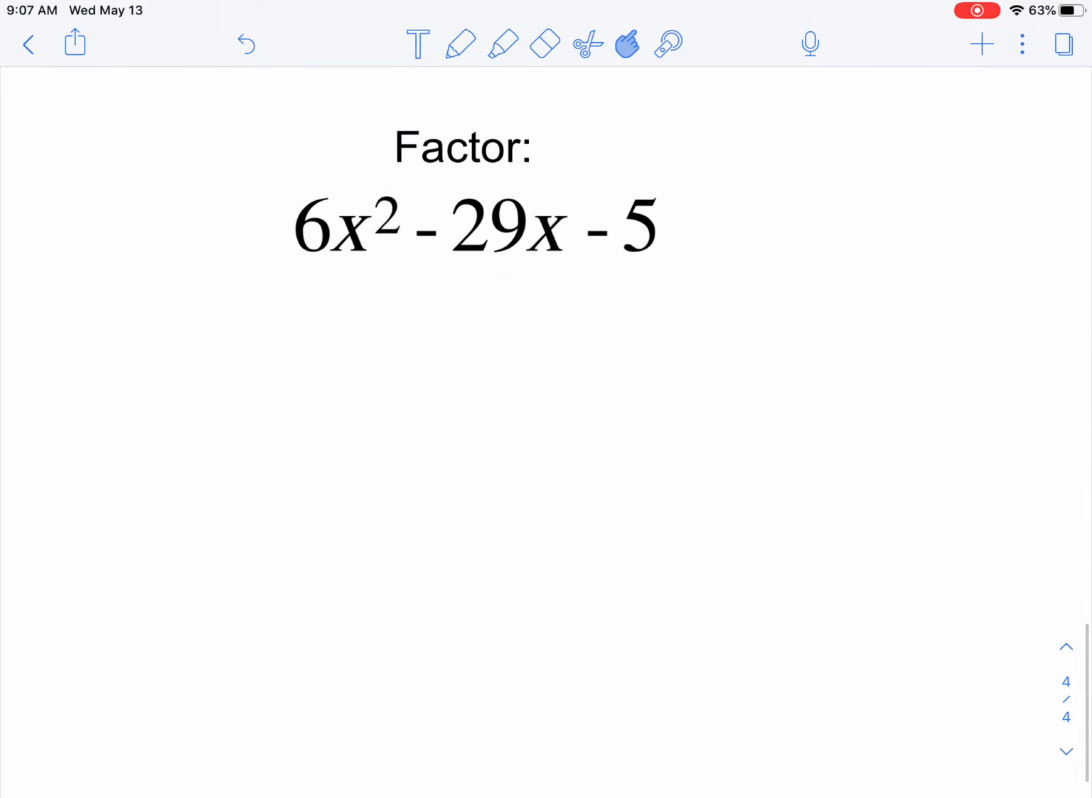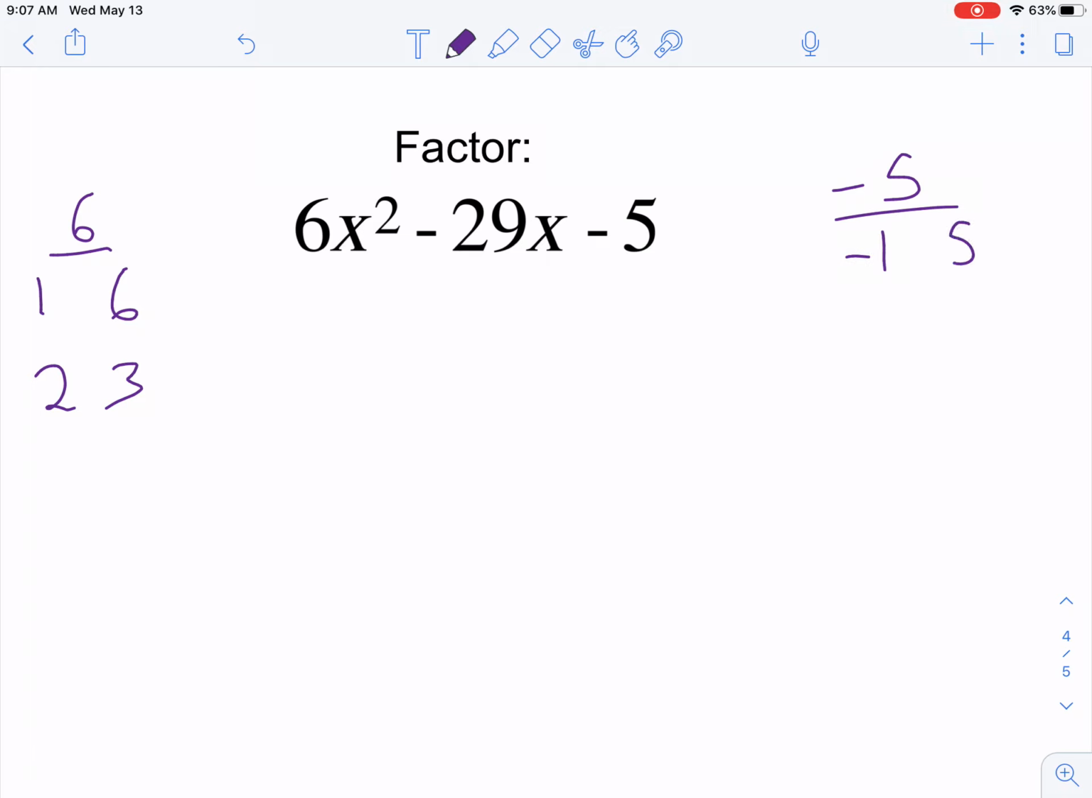Okay. 6x squared minus 29x minus 5. Again, I'm going to take my factors of 6 out here and my factors of negative 5 over here. Factors of 6 are 1 and 6 and 2 and 3. Got a couple options there. For negative 5, I've got negative 1 times 5 or 1 times negative 5. Okay, so I've got a few options here.